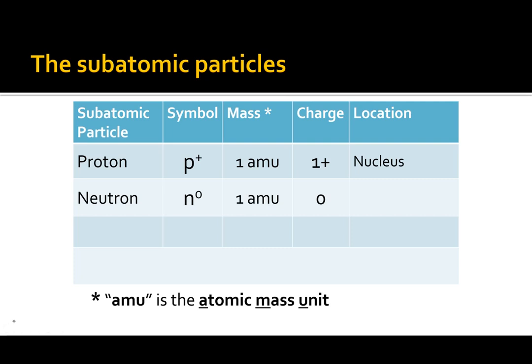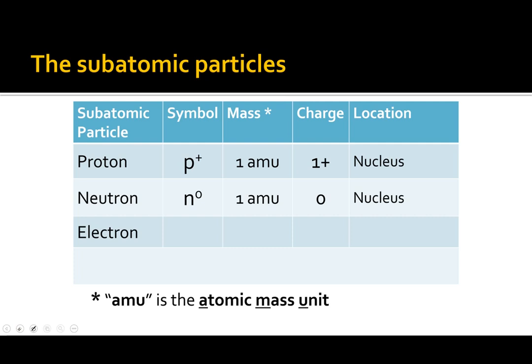They have a mass of about 1 AMU. It turns out the neutron's mass is, well, I shouldn't say about, it's slightly larger than that of a proton, but the difference between them is so inconsequentially small that we don't get into it. It's found in the nucleus along with the proton. So both of the particles that have a heavy mass, which are the proton and neutron, are found in the nucleus of the atom.